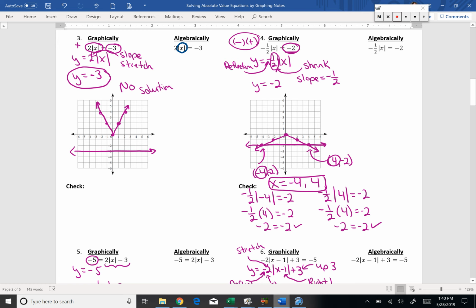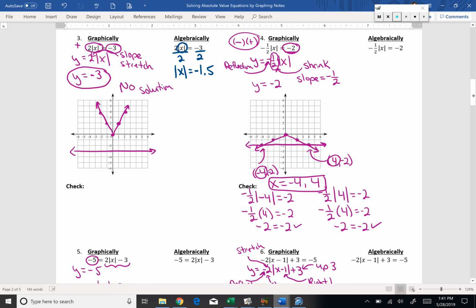The 2 is right next to the bars, so the 2 means we multiply. So how do we undo multiplying? What do we think? How do we undo multiplying? Or what's the opposite of multiplying? Yeah, we divide. So we're going to divide both sides by 2. So we have the absolute value of x equals negative 3 over 2. You can leave it as 3 over 2. I know a lot of you would pop that in your calculator and get a decimal of -1.5, and that's fine.